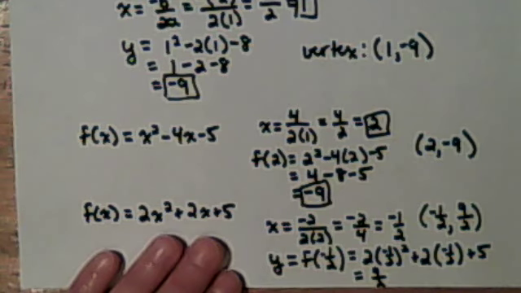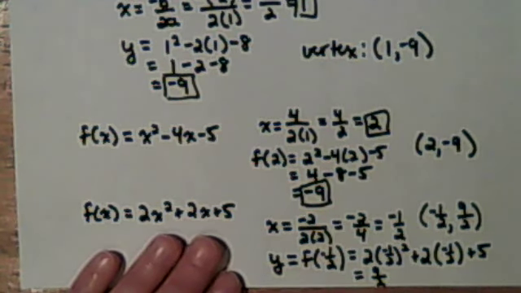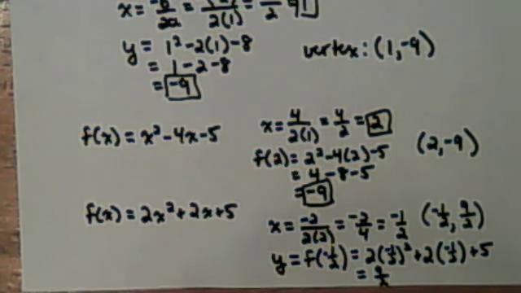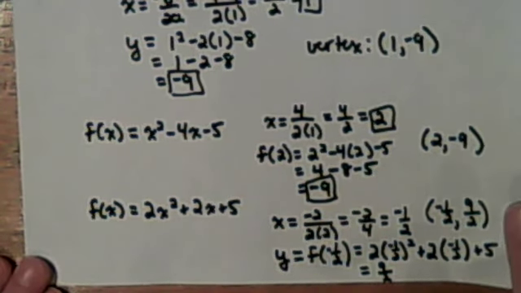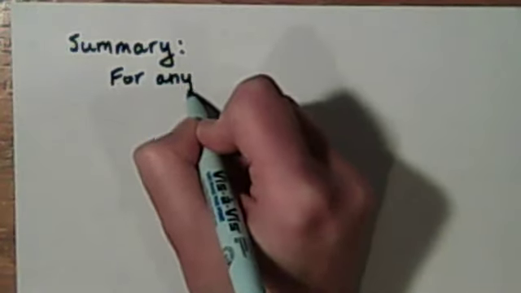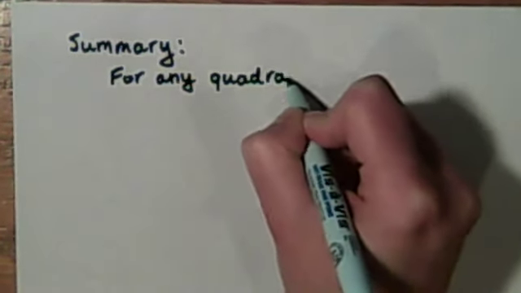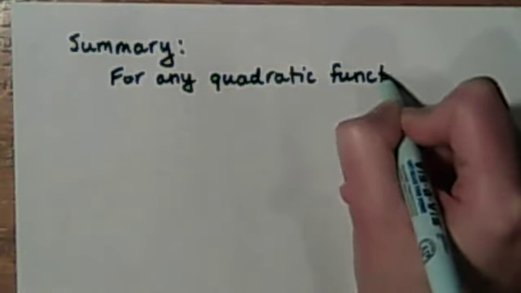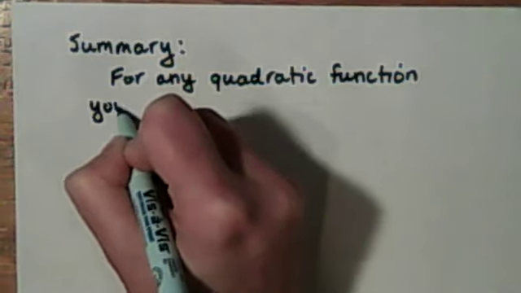Now we've taken a look at a number of different parts of a quadratic that we want to be able to find when we're wanting to sketch the graph of a quadratic. So I want to take a moment to just summarize any of the things that I might ask you in terms of graphing. So let's look at a summary. For any quadratic function, you should be able to determine the following.